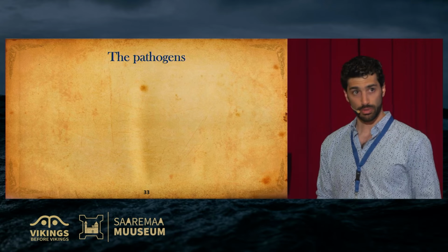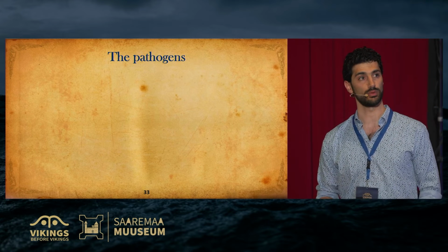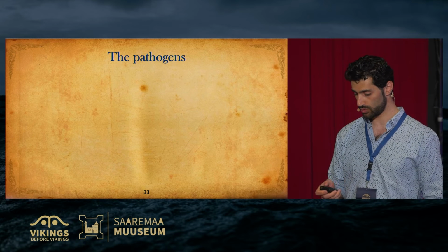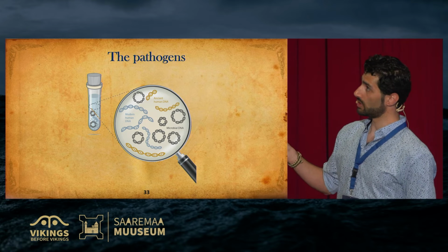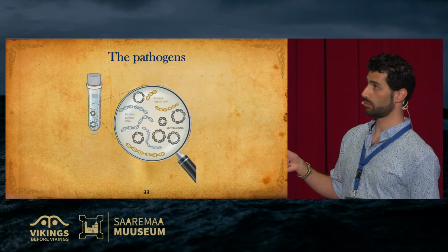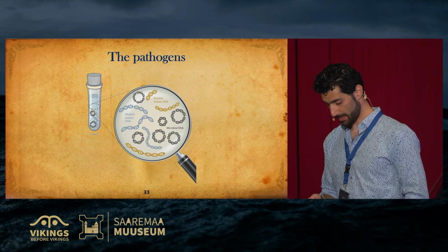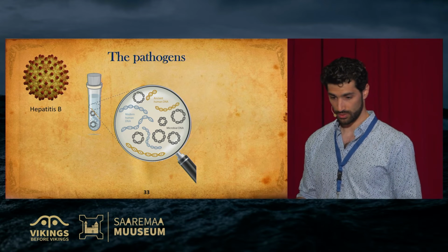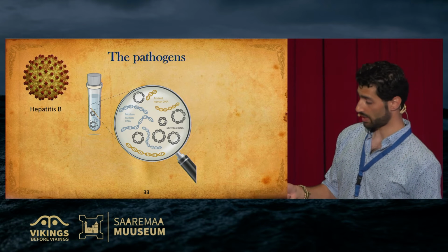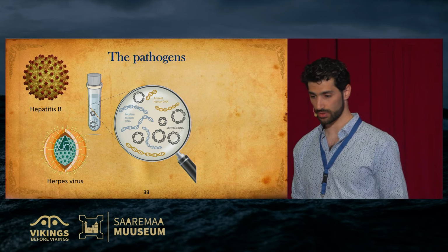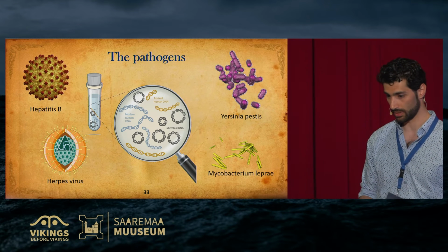Very briefly about pathogens: because we shotgun sequenced the data, meaning we sequenced everything present in the bones, not just the human DNA, we were able to extract and sequence everything else, including the microbial DNA, the plant DNA, or anything else connected with those bones. We found a whole list of, for example, viral pathogens. I'll just show some interesting ones here: Hepatitis B, herpes virus, and a long list of bacteria, such as Yersinia pestis, the plague bacteria, and leprosy.